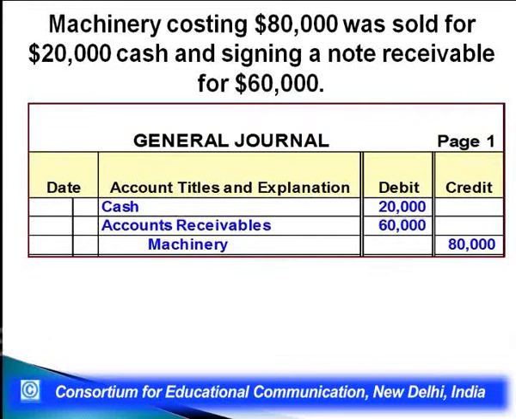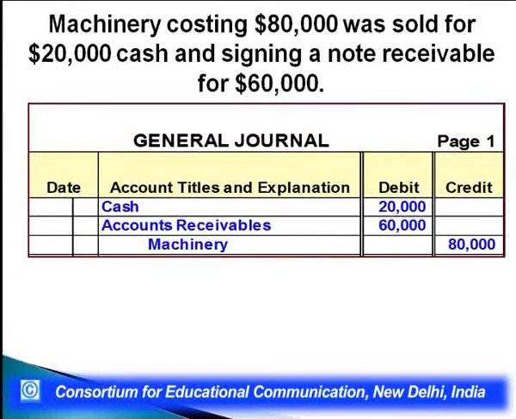Okay, so machinery costing 80,000 was sold. So what is happening here? We need to analyze this transaction. Machinery was sold for 20,000. So what is coming in? Cash is coming in. 20,000 cash has been received.